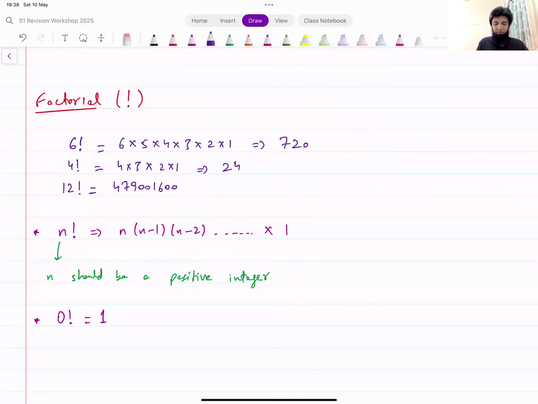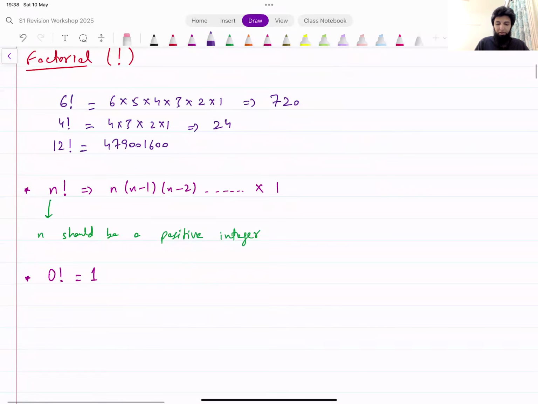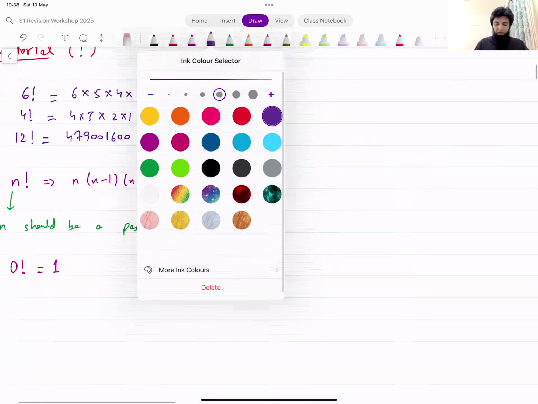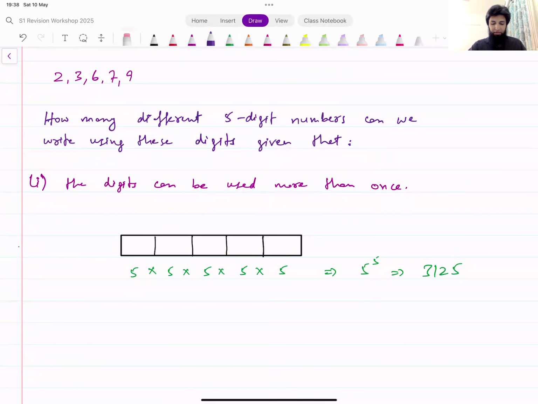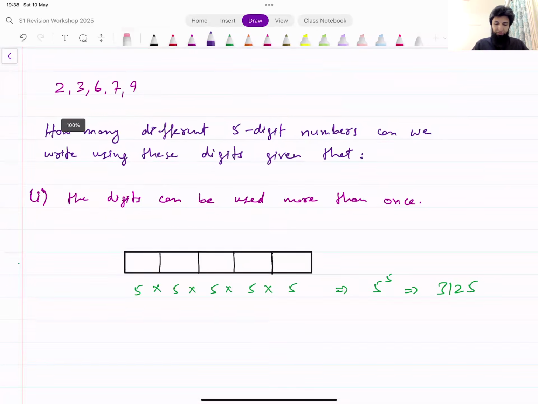You need to know about the concept of factorial, how factorial is calculated. For example, 6 factorial, that's 6 into 5 into 4, and so on for the other numbers. 0 factorial is 1. Now, in this topic, we'll be doing arrangements of objects, selections of objects, and so on. Let's start with some examples of that.